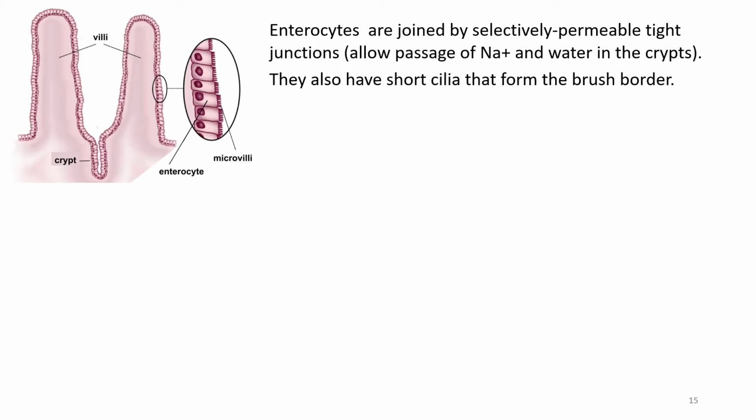The enterocytes also have short cilia at the apex. So it's a good example of apical basal polarity because there will be a basement membrane underneath the enterocytes as they go up to the villi and in the crypts, but at the apex they have cilia, and these cilia form the brush border.